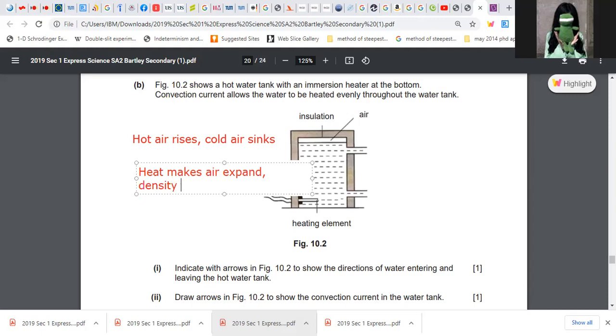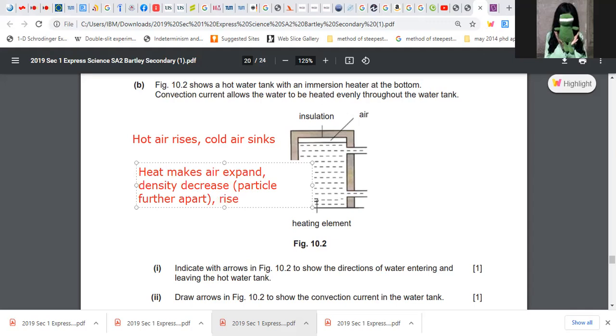Density increases or decreases? Decrease. Well, decrease, understand? The particles are farther apart, okay? Then will it rise or sink? Rise. Yeah, rise, understand? That's how you explain, okay?